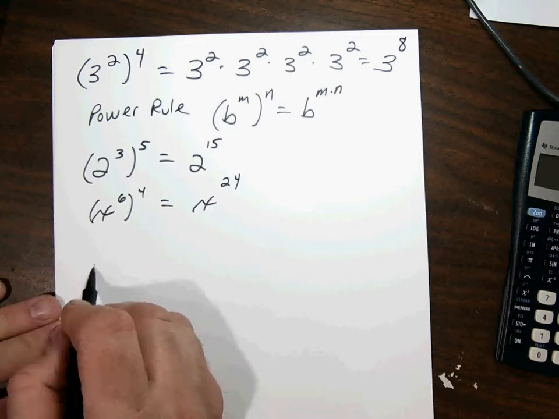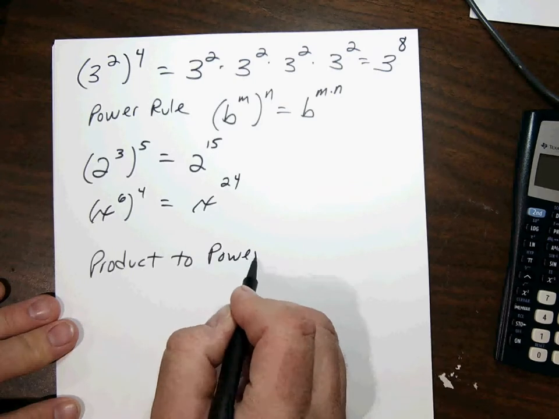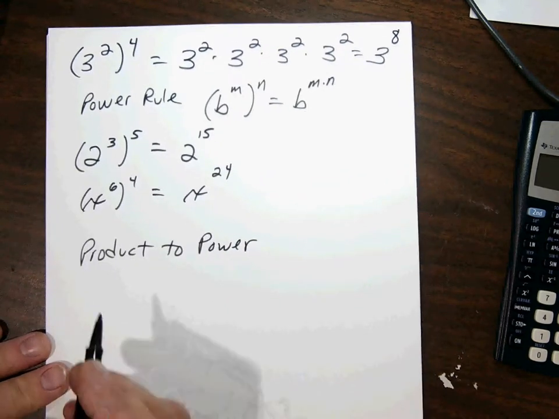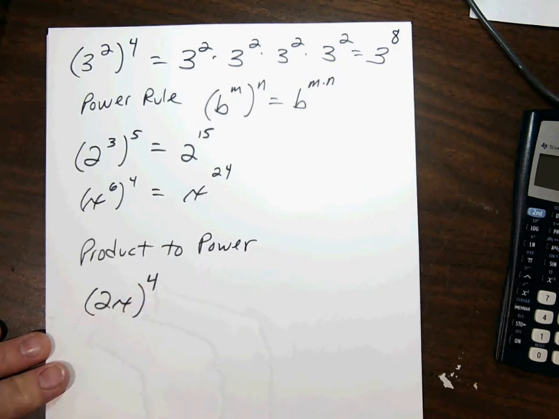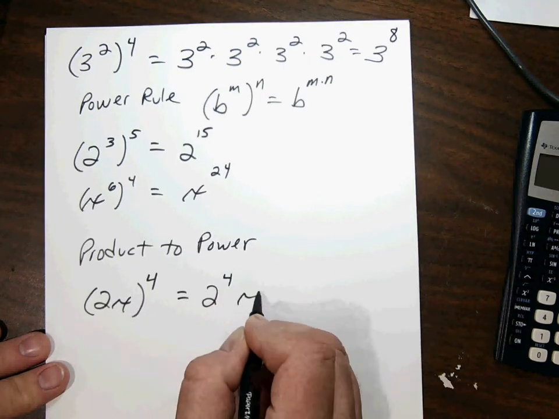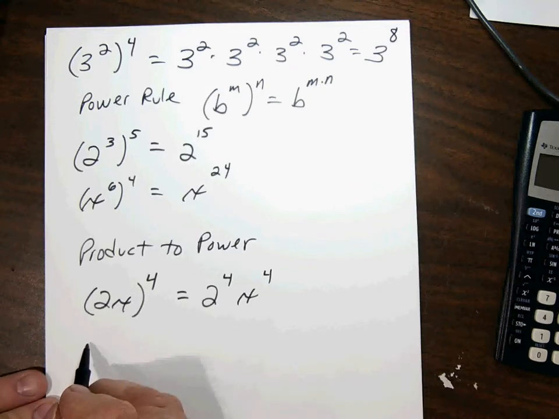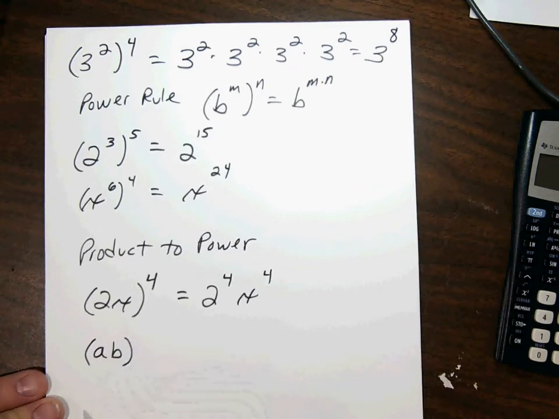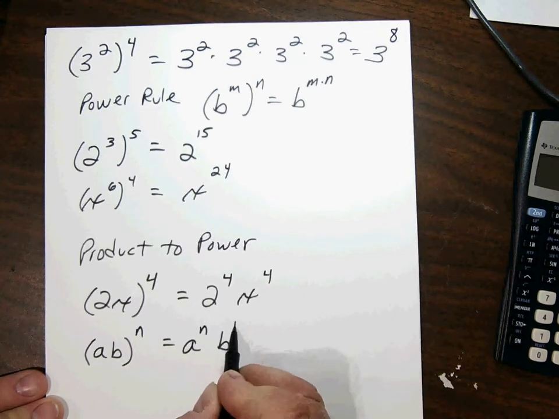All right, well, let's kind of combine those things. Product to power rule. The product to power rule. Let's see. What if I have the product of two things, like 2 times x? That's a product. And now I raise it up to a power, 4. Well, that's going to mean 2 to the 4th times x to the 4th. That's all. The power applies to the entire product inside that parentheses. Okay, so if we show it a little generically, some a times b, two things multiplied together, raised to the power n, that's just a to the n times b to the n.